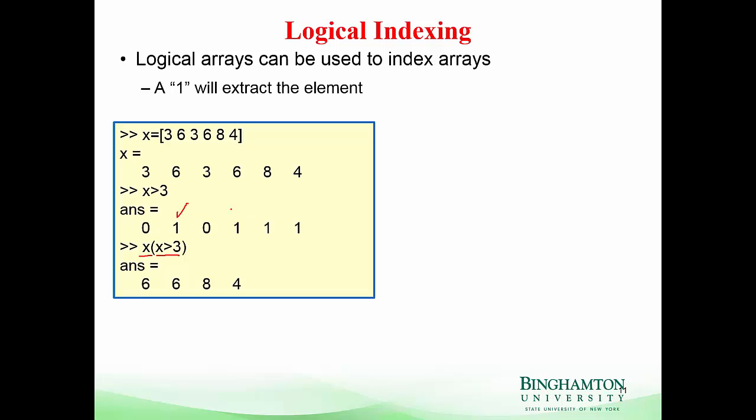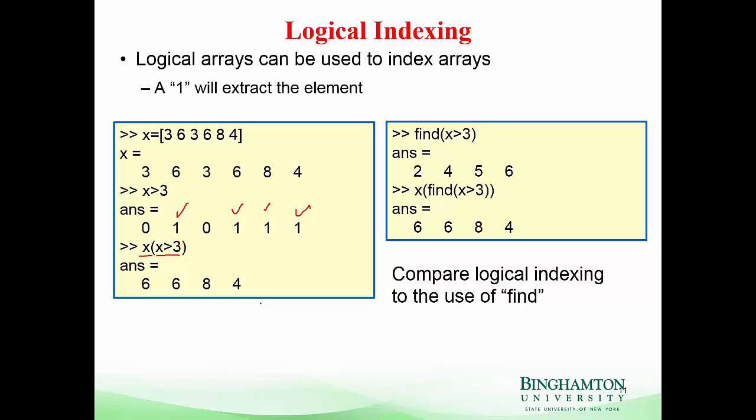So we index x with this logical command, and what does it extract? It extracts all the elements where the condition is satisfied. So that's kind of useful. Now, compare that to what we did with find, because we did a similar thing. When we just do x greater than 3, we get the logical results back. When we do find x greater than 3, we get the indices back. So we can do this either way. We get the exact same result, and sometimes it'll be convenient to do it one way, and sometimes the other way.